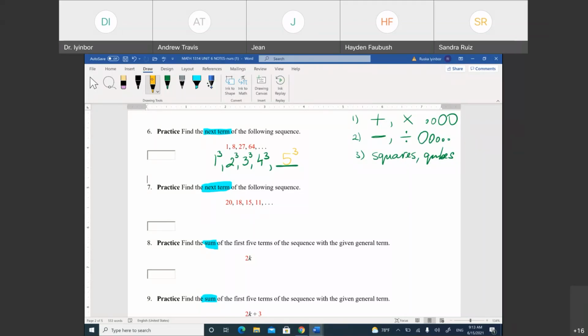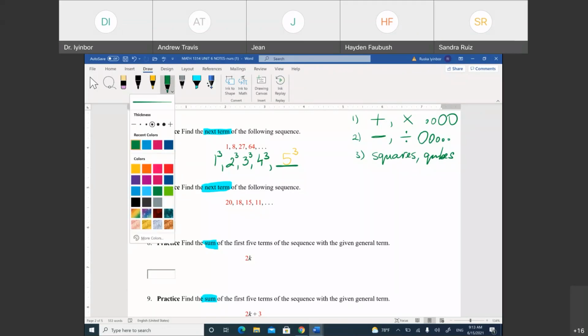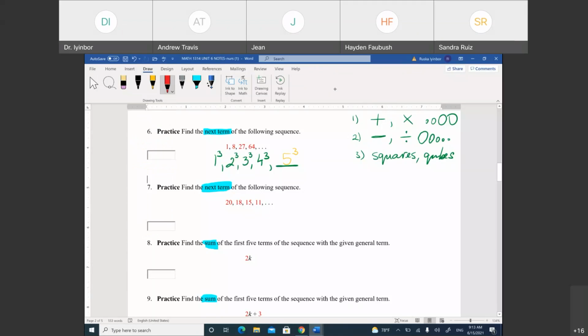There's always a pattern in sequences. You just have to figure out what it is. So we have 5 cubed. What is 5 cubed? It's 125. So that's my next number, 125. Everybody understand that? Yes. Everybody good? Okay, so that's how I do number 6.